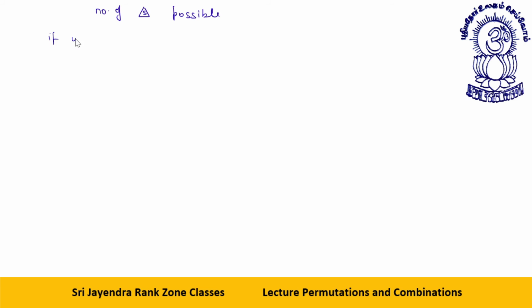If we have n collinear points, then how many triangles can be formed? Then we can form n non-collinear points. Non-collinear means those which are not in line. If we have n non-collinear points, then we can form nC3 triangles from these endpoints.